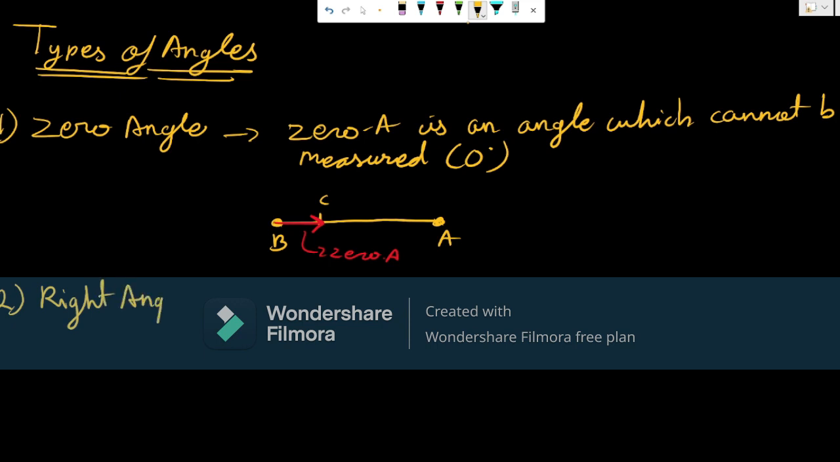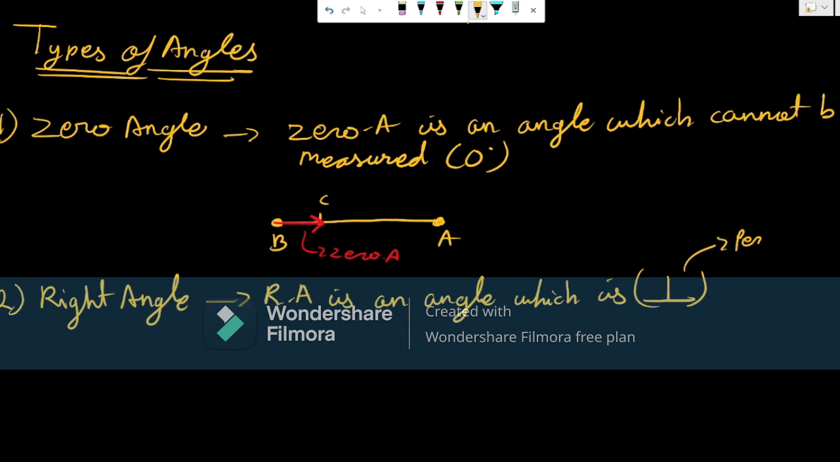Right angle. Now right angle, RA. I will write this in short form. Right angle, RA, is an angle which is perpendicular. Actually, this is a sign for perpendicular if you don't know. And if you don't know what is the meaning of perpendicular, basically it means 90 degree. Okay. Right angle is an angle which is perpendicular. So let's draw it over here.